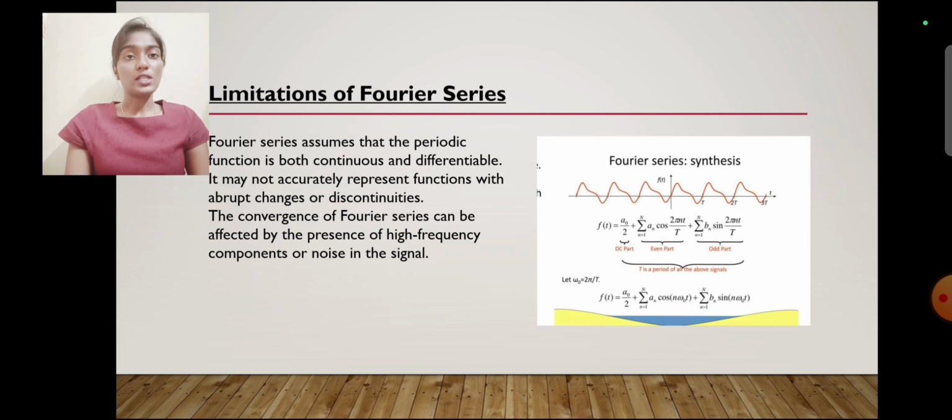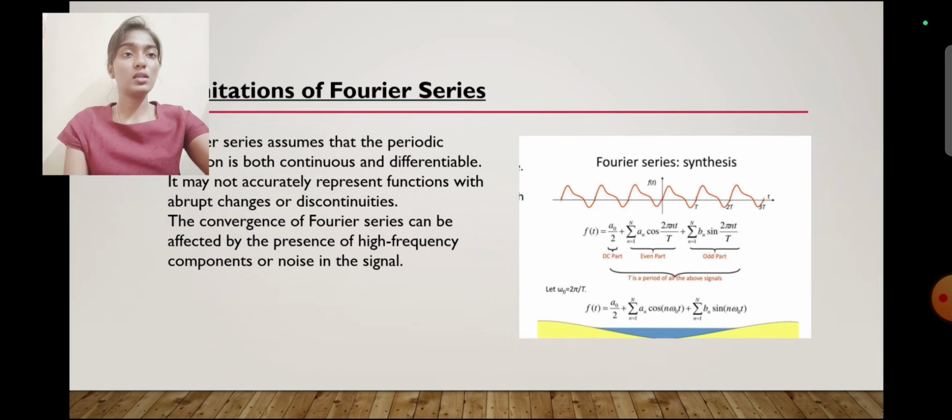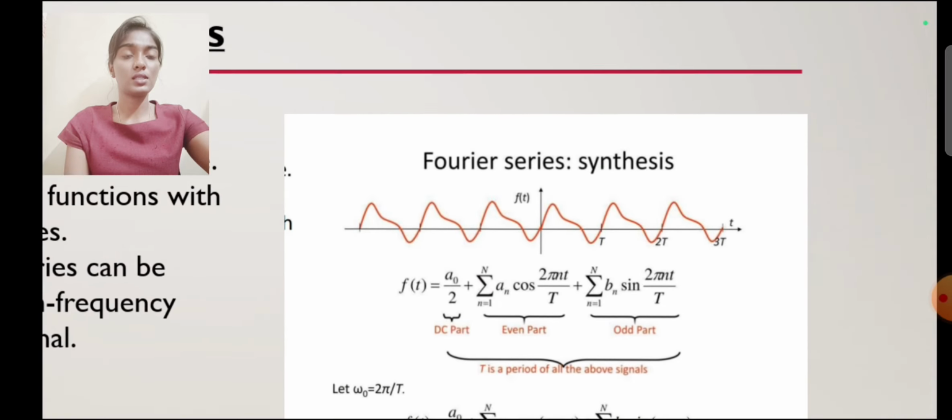Limitations of Fourier series. Fourier series assumes that the periodic function is both continuous and differentiable. It may not accurately represent functions with abrupt changes or discontinuities. The convergence of the Fourier series can be affected by the presence of high frequency components or noise in a signal. You can see the Fourier series synthesis.